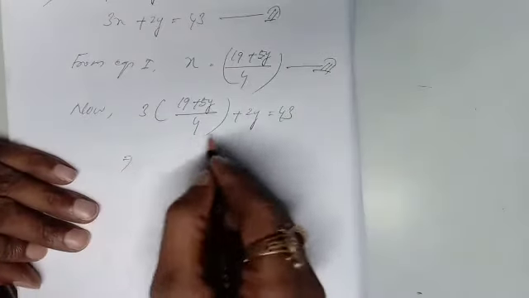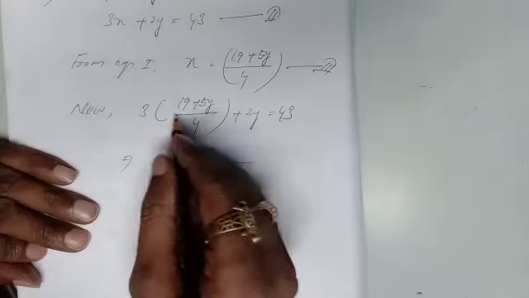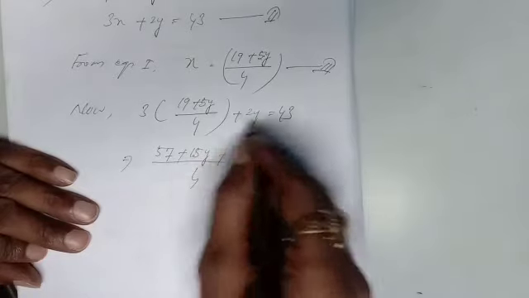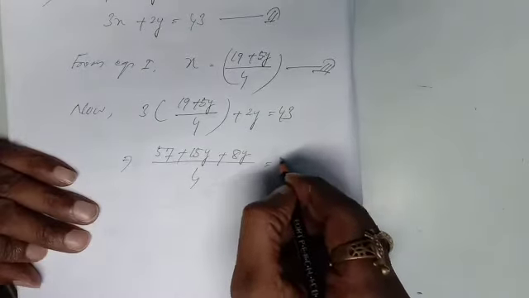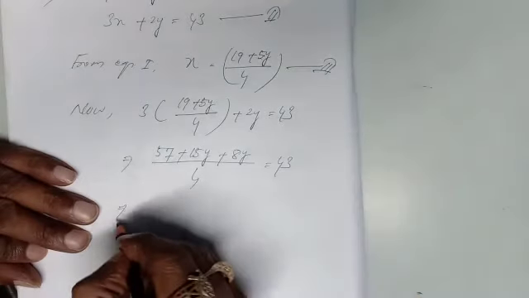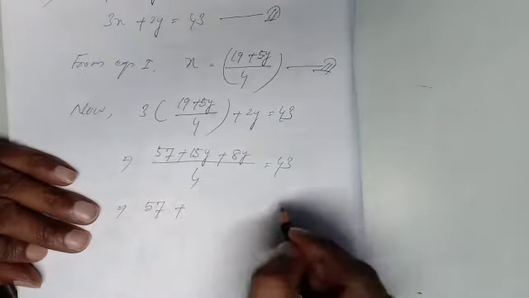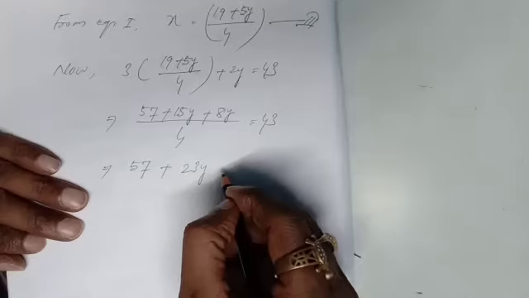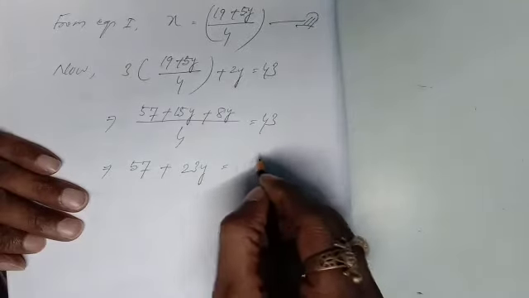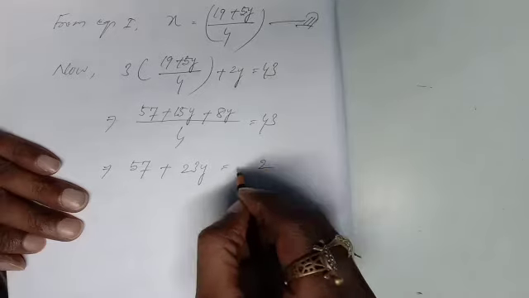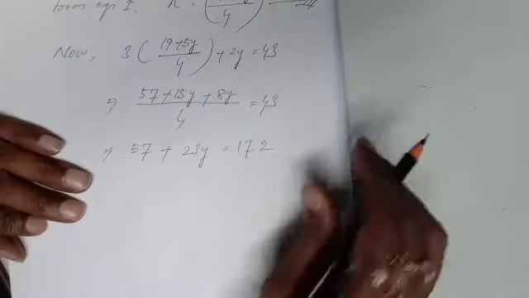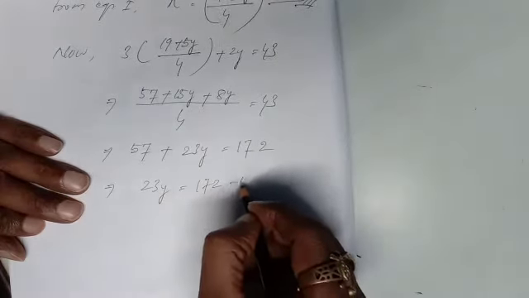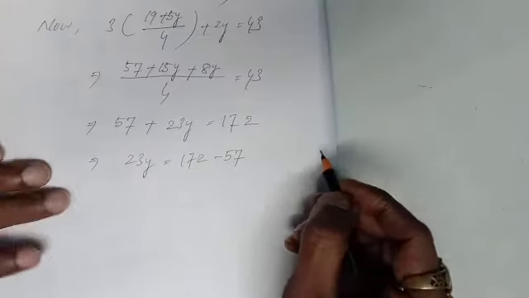Now take the LCM. The LCM will be 4 here. This is 19 times 3 is 57, plus 5 times 3 is 15y, plus 2 times 4 is 8y, equal to 43 times 4. So 57 + 15y + 8y, that is 23y. 4 is multiplied: 4 times 43 is 172. Now 23y will be 172 - 57.